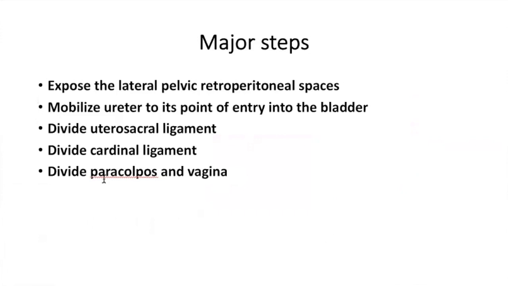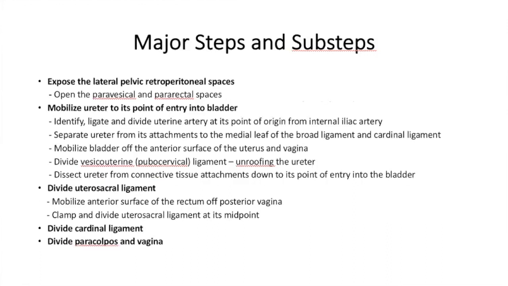Now, we'll walk through the steps and substeps of the radical hysterectomy. There are 5 major steps to the radical abdominal hysterectomy. One, exposure of the lateral pelvic retroperitoneal spaces, something we've already talked about. Two, mobilization of the ureters to their points of entry into the bladder. Three, division of the uterosacral ligaments. Four, division of the cardinal ligaments. And five, division or transection of the paracolpium, which is the tissue lateral to the vagina, and the vagina itself. Now, each of these steps has substeps, and we'll talk about the most critical substeps.